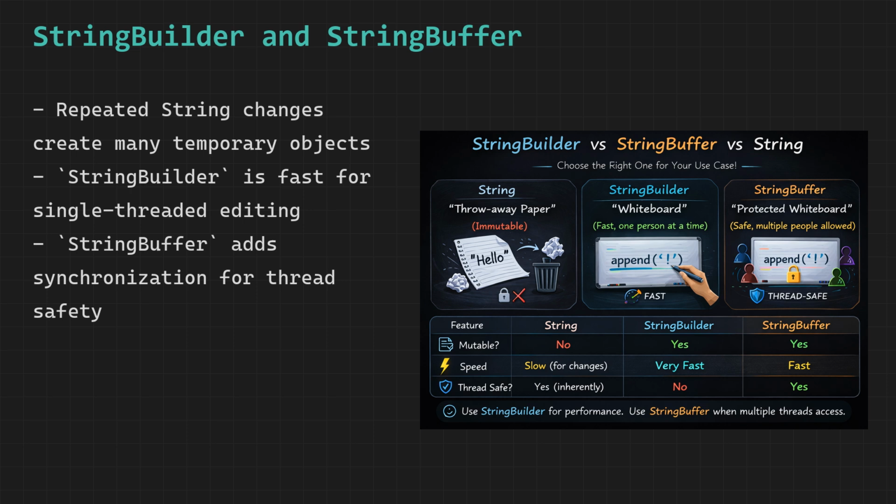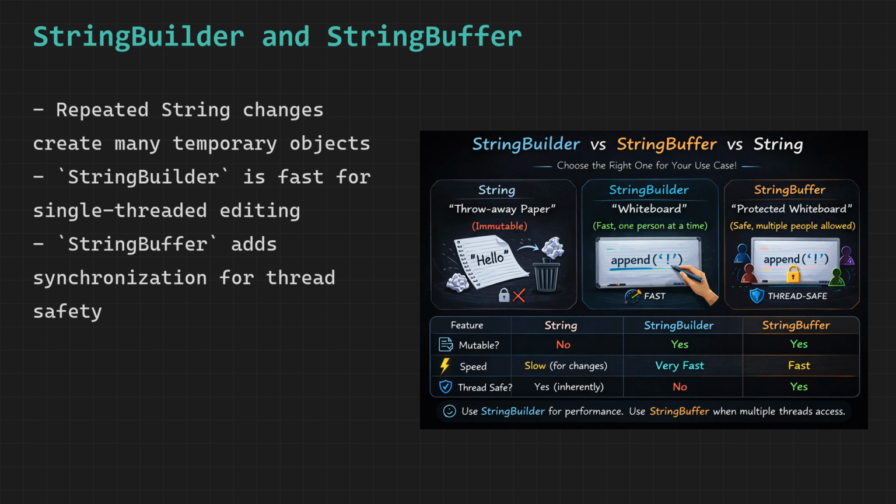String buffer is used in more complex programs where multiple parts of the code are running at the exact same time and all of them might be trying to modify the same string simultaneously. This is called a multithreaded environment. String buffer has built-in protection that ensures only one part of the code can modify the string at any given moment. This prevents the data from getting corrupted. However, this extra protection comes at a cost, and that cost is speed.